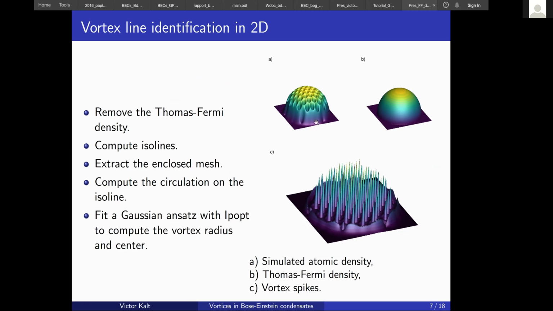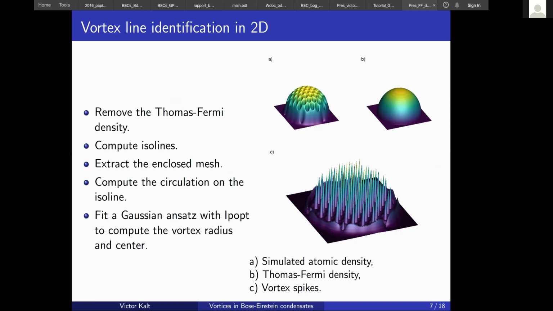And we see holes that correspond to the vortices, so minimums of density. So the first step to know information about the vortices is to separate them from the background, which is done by removing the Thomas-Fermi density, which corresponds to an analytic solution to the Gross-Pitaevskii equation, where we remove the Laplacian term. So this Thomas-Fermi density is presented here in figure B. Once this is done, we obtain what is plotted in figure C with spikes that correspond to the different vortices.